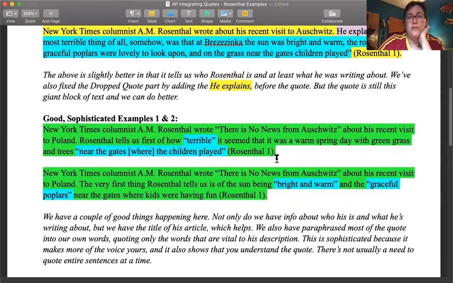Rosenthal tells us first of how terrible it seemed that it was a warm spring day with green grass and trees near, quote, near the gates where the children played. Rosenthal 1.